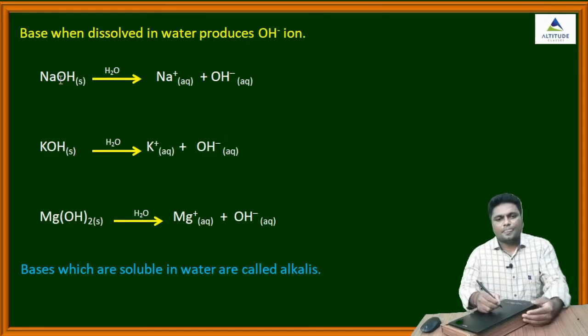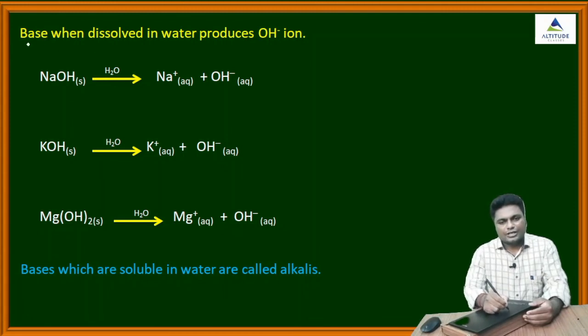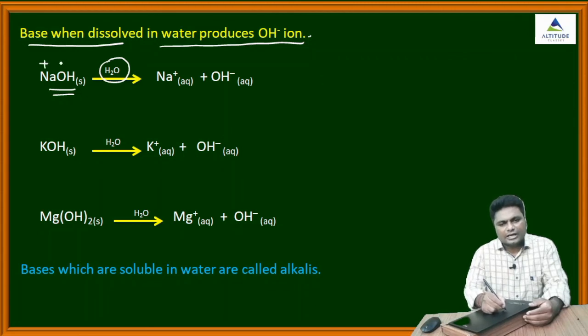Now let's see, when a base is dissolved in water, what happens? Base when dissolved in water gives OH minus ion. Whenever you dissolve a base, for example sodium hydroxide solid, in water, it gives Na plus and OH minus. So it will give OH minus ion in the aqueous medium.